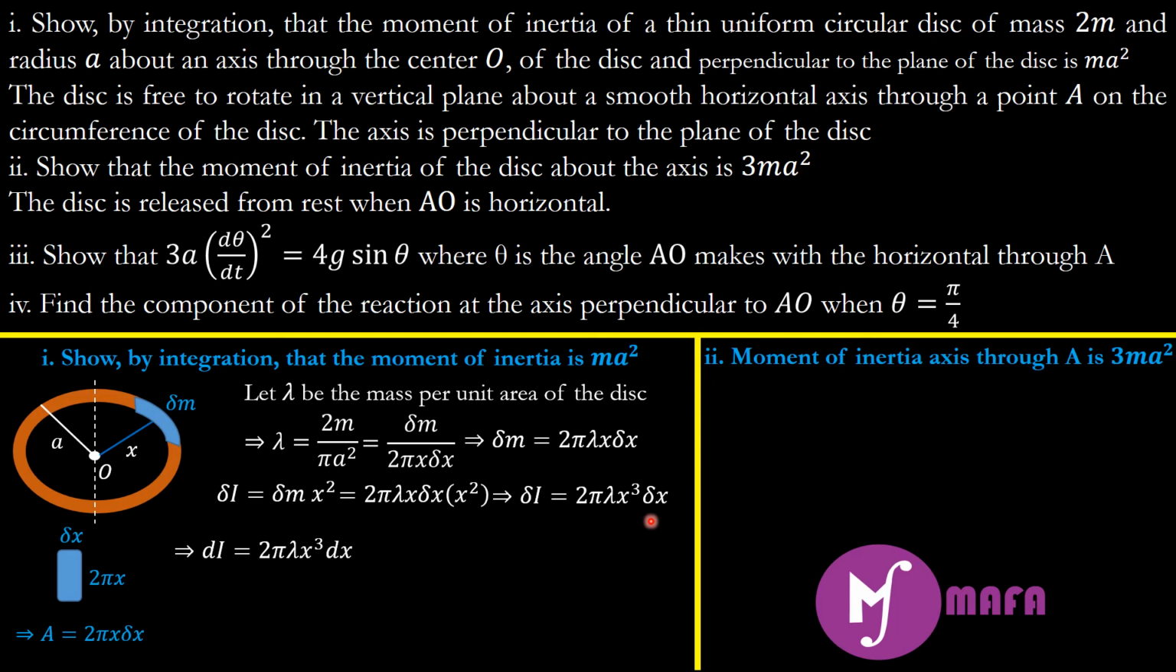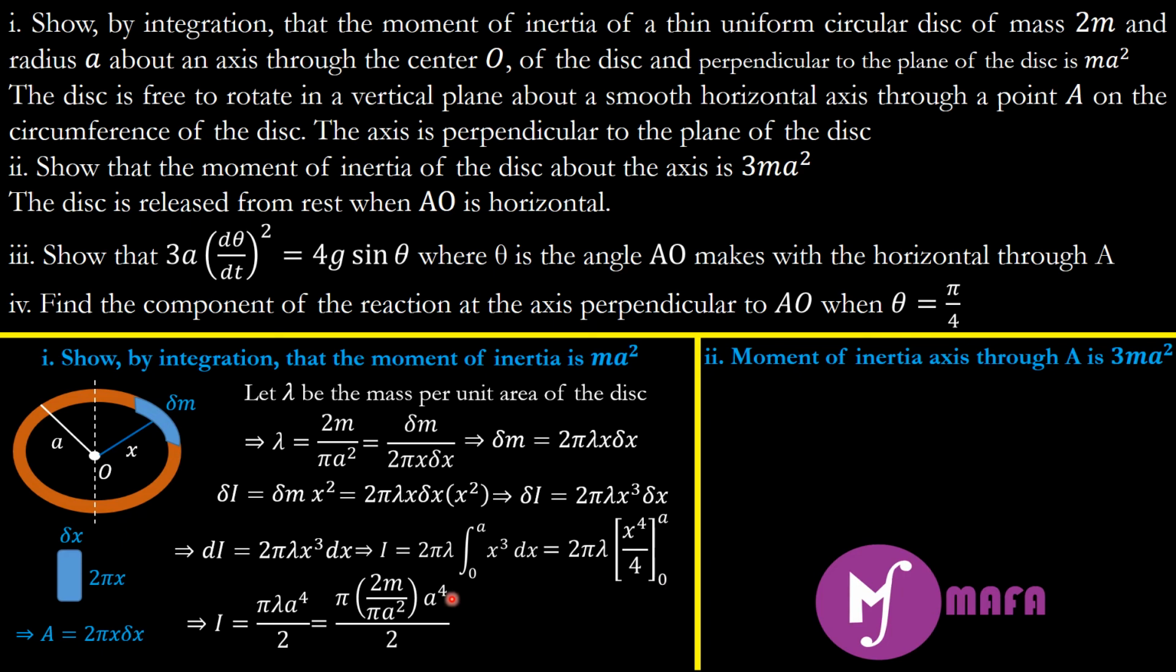Now if we take all increments on the disc, our delta changes to d, so we now take a total derivative. From there, to get the moment of inertia of the disc, we integrate both sides. 2 pi lambda is a constant, then we integrate with respect to x. The x is simply kind of a radius, and it is between 0 and the radius of the disc, which is a, and we are integrating x cubed. Integrating x cubed, we have x to the power 4 over 4 from 0 to a. We impute the limits, and then we replace the value of lambda with 2m over pi a squared. Remember, it's a mass of 2m per unit area.